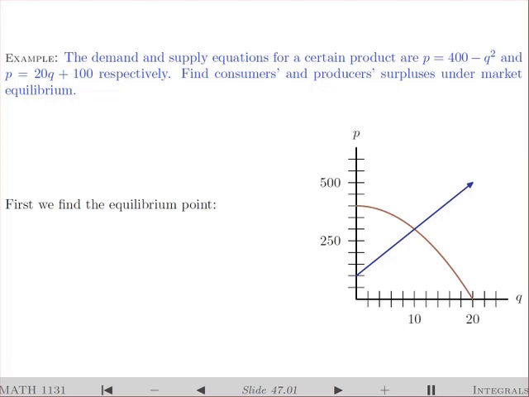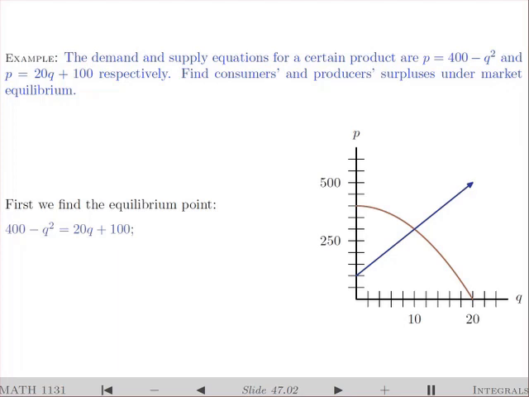Of course, in this example, because the graphs are given, we can just read the intersection point of the graph, but let's do it algebraically anyway, and then verify it with the graph. So I have to solve the system of equations given by the demand and supply curves. Since they are both in the form P equals something in Q, I just set the two equal to each other and solve for Q. It will give me the equilibrium quantity.